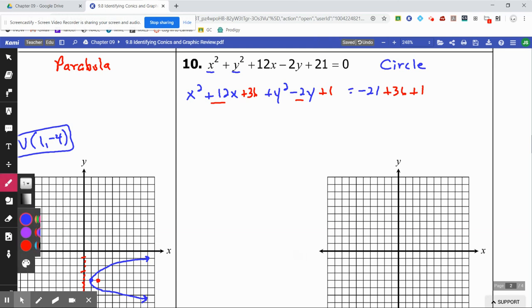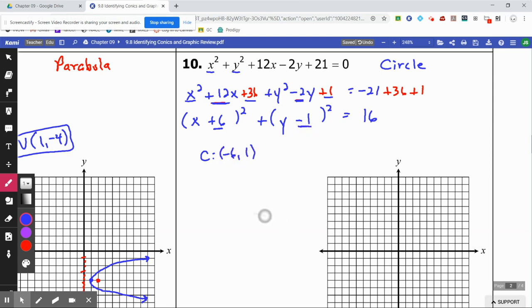Now we're going to factor one set of parentheses. X times itself gives you x squared. Adds, multiplies is always half of this term. It'll be plus 6. Same thing with the y. Y times itself. Adds, multiplies is always half of this term, which is -1, equals, on the other side, you have 16.